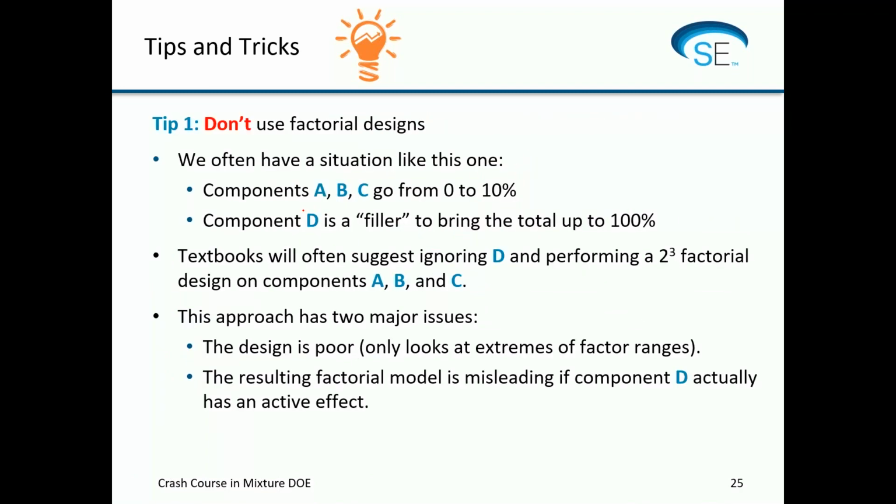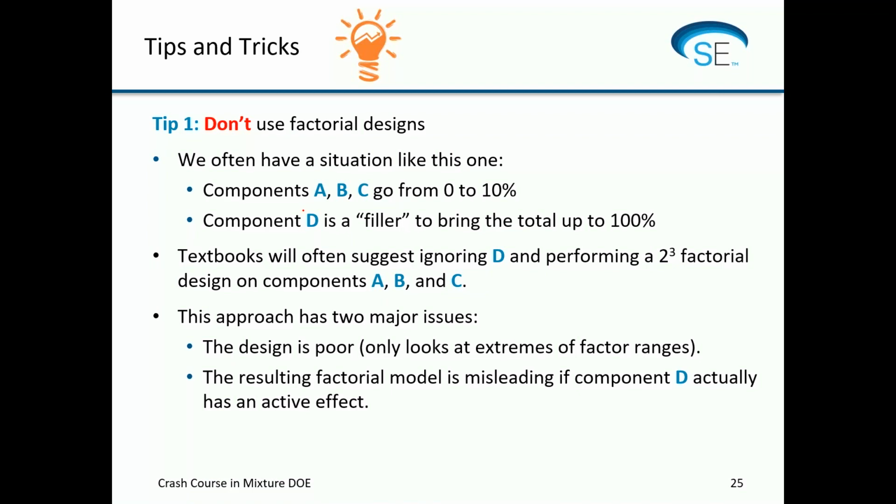First one, and I don't know why this happens, but every time I read a textbook on mixture DOE, they always start with, oh, here's how you can use a factorial design to do mixture DOE. It's of very limited purpose and very suboptimal in my opinion, but it seems to never go away. So here's what the argument is.